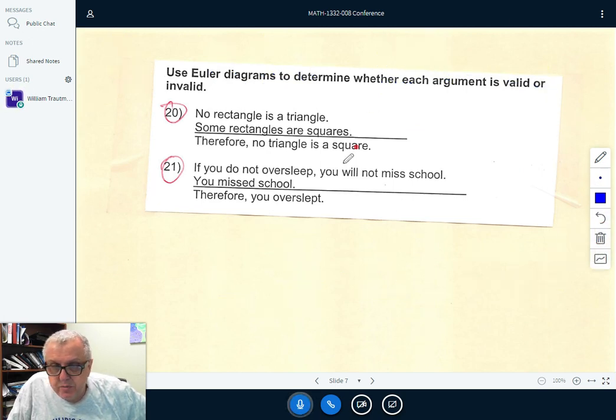Let's try to do it now with just, did I erase everything? Yeah, I did. All right. If you do not oversleep, you will not miss school. So if you do not oversleep, I will not miss school.